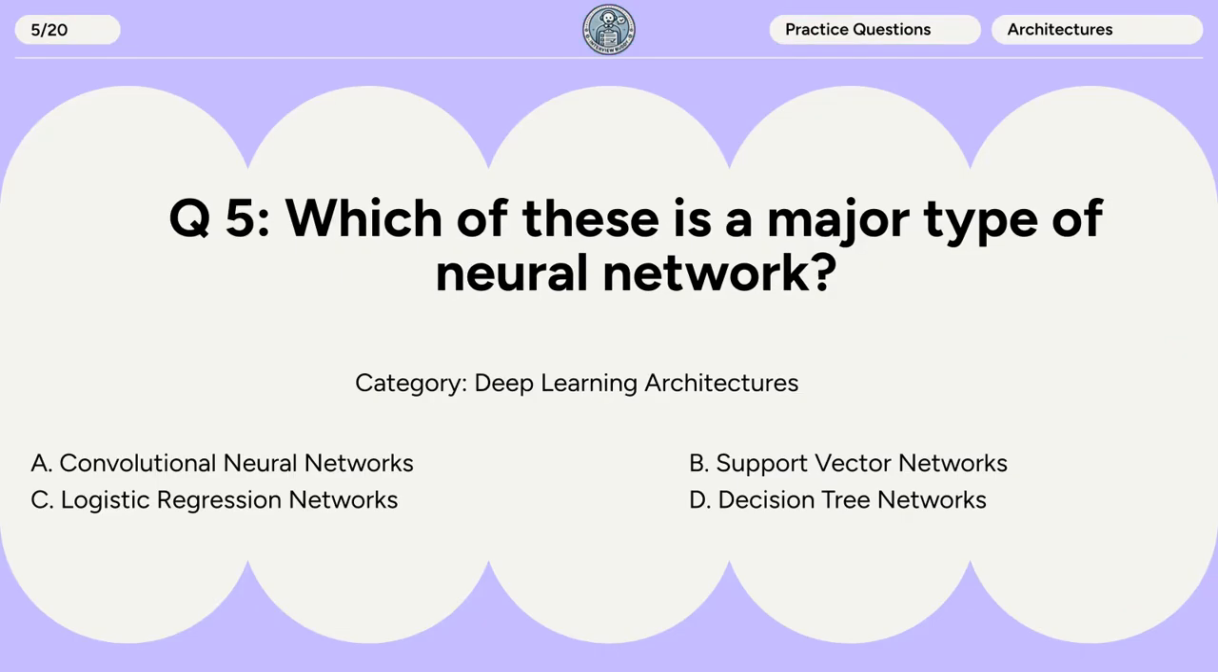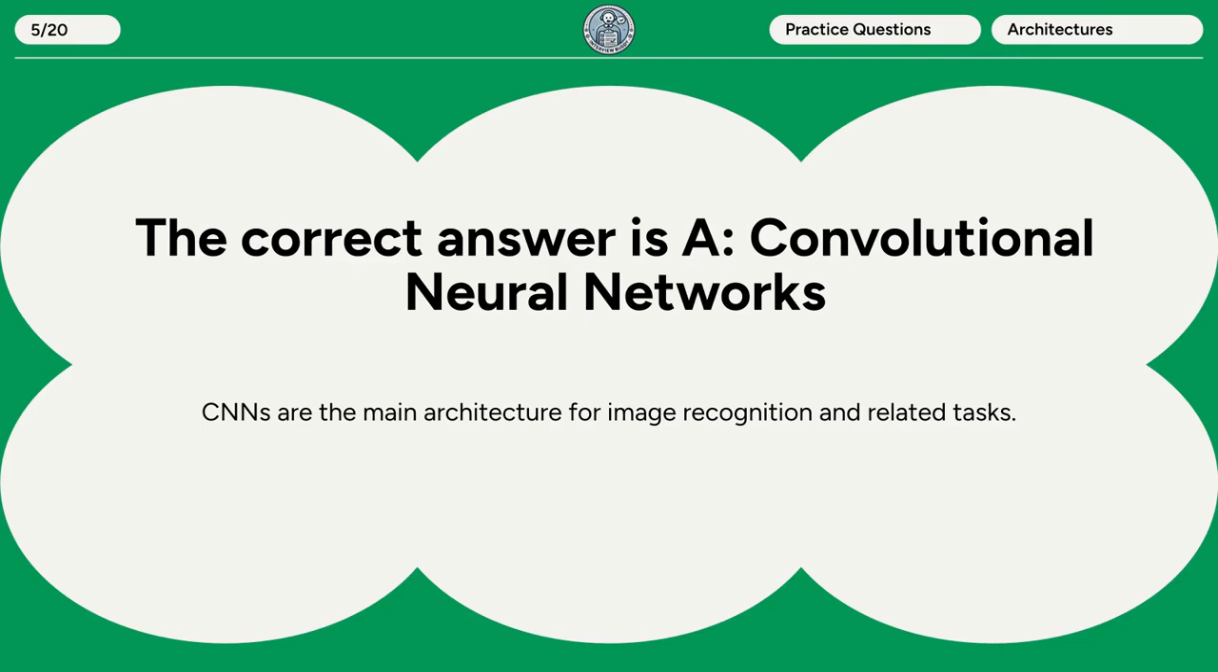Question 5. Which of these is a major type of neural network? A. Convolutional neural networks. B. Support vector networks. C. Logistic regression networks. D. Decision tree networks. The correct answer is A. Convolutional neural networks. CNNs are the main architecture for image recognition and related tasks.